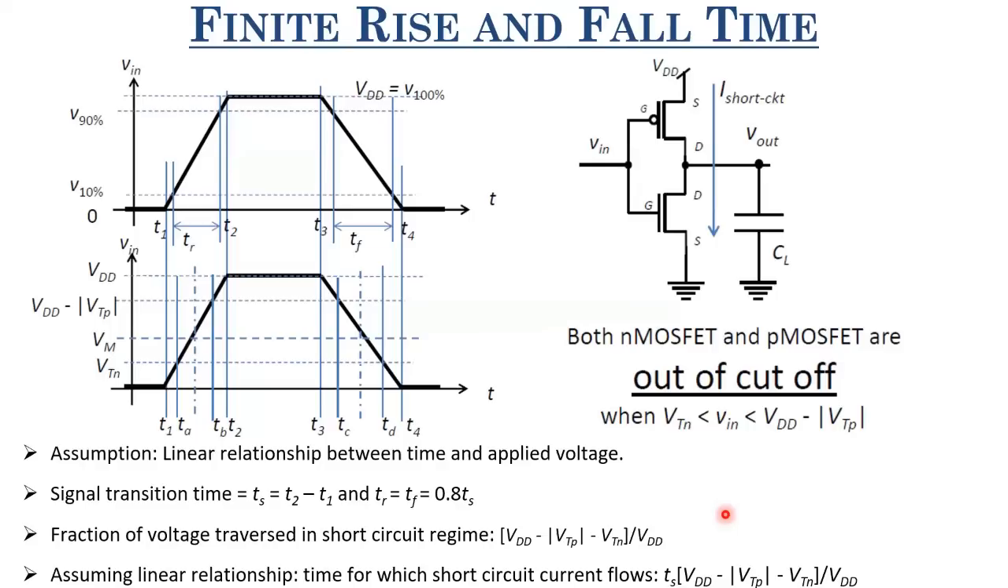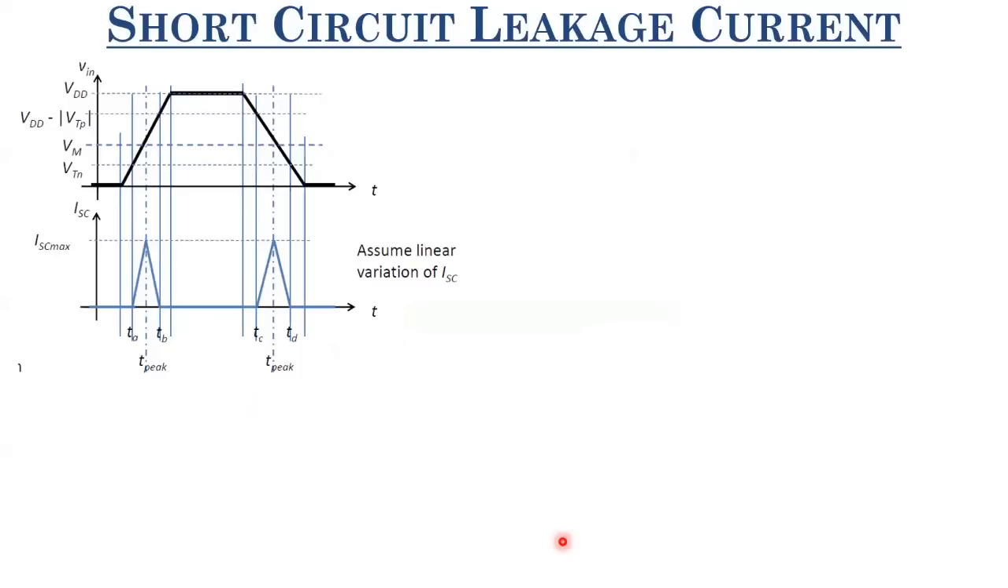So this is an important concept, and this is a pretty easy thing just because we have assumed a linear relationship between time and applied voltage. Now let us look at the current profile. The current profile also we have assumed is linear because this makes our life much simpler. In reality, it's actually quadratic, right?